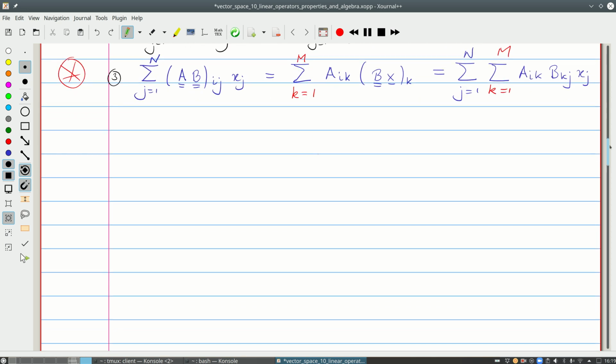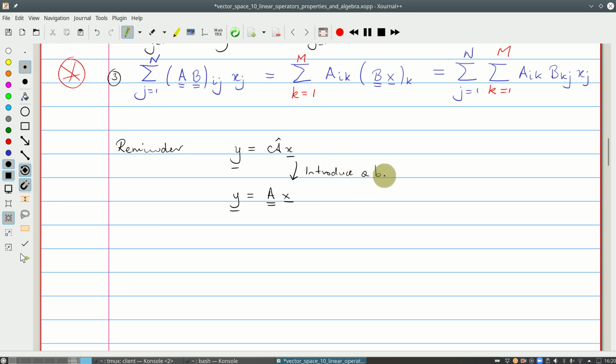Let me remind you. So this is a reminder. If we've got the operator A operating on x to give me y, then the matrix form of this is y is equal to a matrix multiplied by x. Now to get to the matrix form, let's remind ourselves, you have to introduce a basis. For both x and y, you need to introduce a basis, and when you do that, you will get the matrix form. Okay, so that's just a reminder.